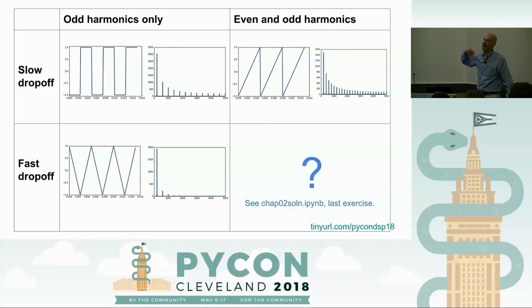So in some sense, we've now discovered three out of the four quadrants in this graph. And the natural thing that you might wonder is, is there a waveform, kind of a simple waveform like these other ones, that has a fast drop-off, meaning not super high-frequency components, but it contains all the harmonics, not just the odds, but also the evens? So I wanted to pose that puzzle.